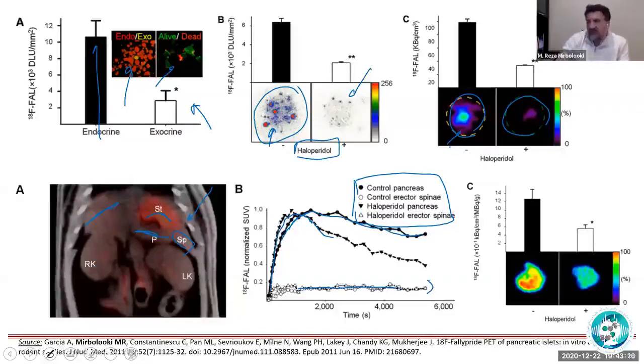Then we sacrificed those rats and put just the tissue under the PET scan, and we measured that, and we could see the difference as well, without haloperidol and with haloperidol, that the activity went down. This is after the PET scan is done, the rats are sacrificed, and the tissue is procured, fixed, and then put under the microscope and under the PET scan for measurement.